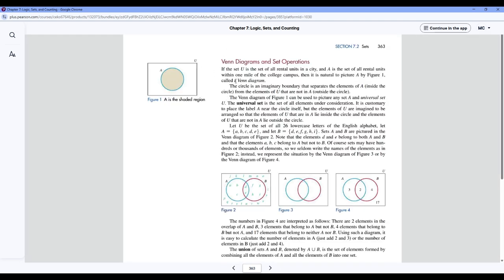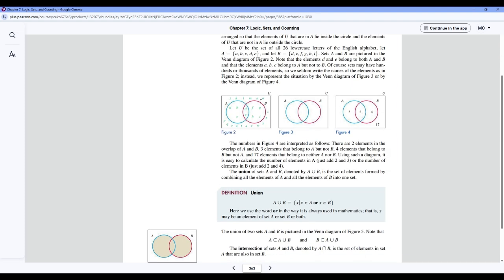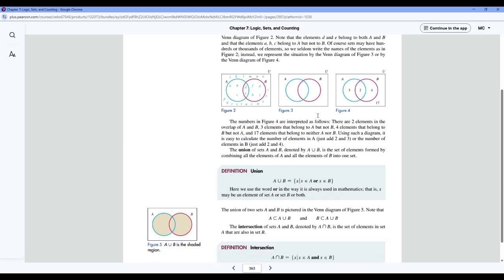Venn diagrams and set operations. So here's a Venn diagram. The Venn diagram in figure 1 can be used to picture any set A and universal set U, the universal set. All right, so here you go. They've got some examples here. This is what they have in common, A and B, and you guys should know how to read that.